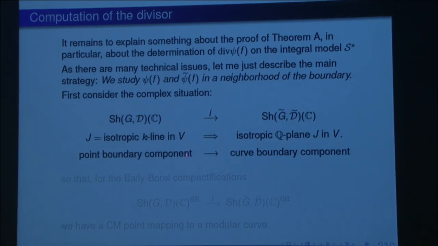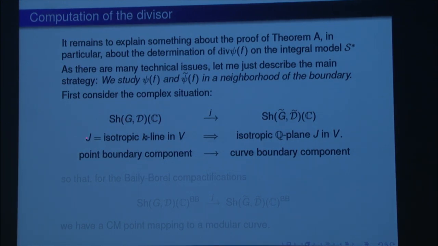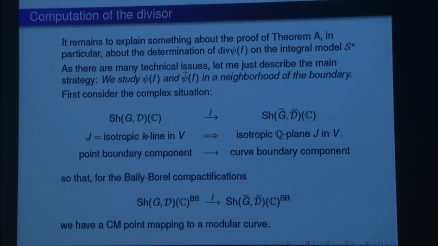So here's the complex situation. I have the unitary Shimura variety mapping to the orthogonal Shimura variety. And now you see one interesting feature here. On the complex points, the cusps are indexed essentially by isotropic lines. If I take the corresponding quadratic space V, an isotropic K-line becomes an isotropic plane. And so each one of these rational boundary points will map to some point on a curved boundary component. It'll be a CM point on some modular curve sitting in the boundary. In the Baily-Borel compactification, you get a CM point, as I said here, on the modular curve.